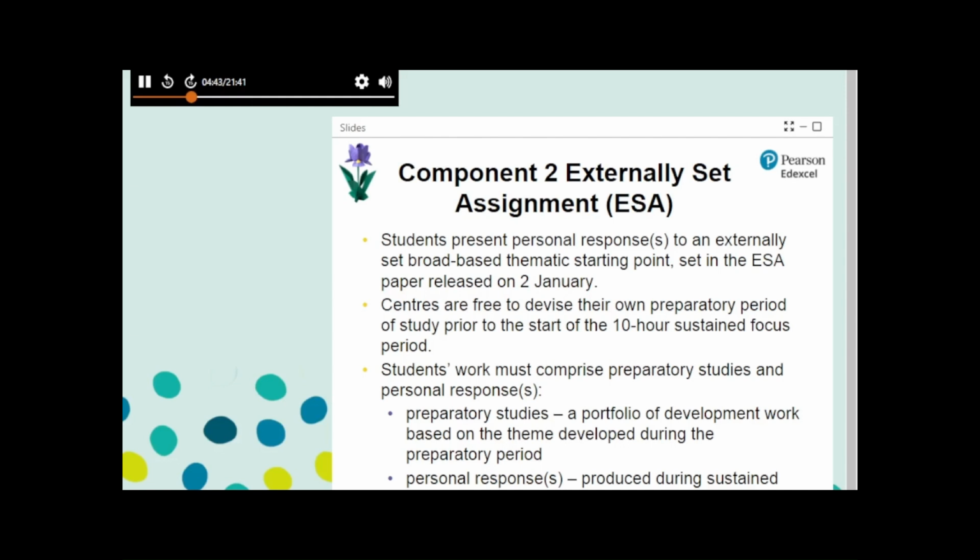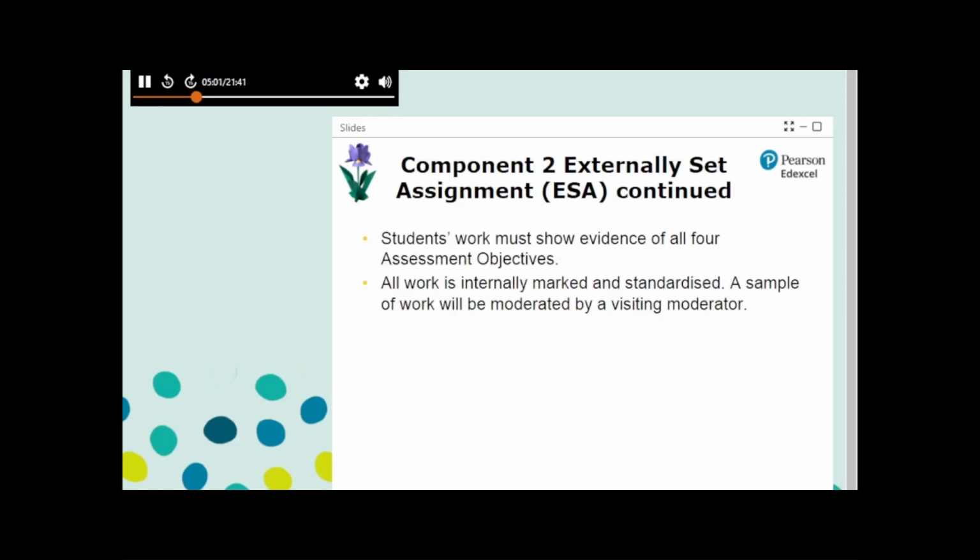The ESA represents the culmination of the GCSE because it requires students to draw together the knowledge, understanding and skills they have developed throughout the course. It gives students another opportunity to demonstrate their ability to construct a sustained line of reasoning. For Component 2, students' work must show evidence of all 4 assessment objectives. All work is internally marked and standardised. A sample of work will be moderated by a visiting moderator.